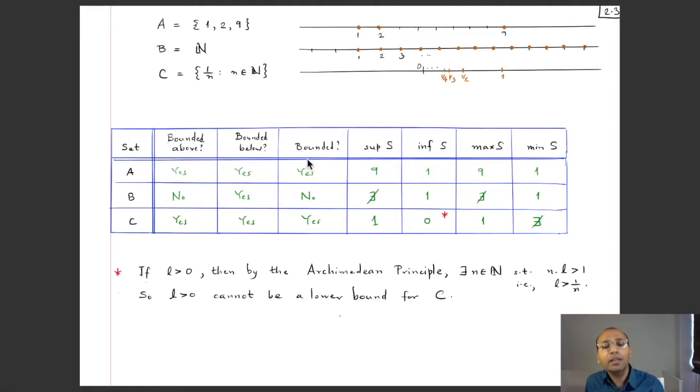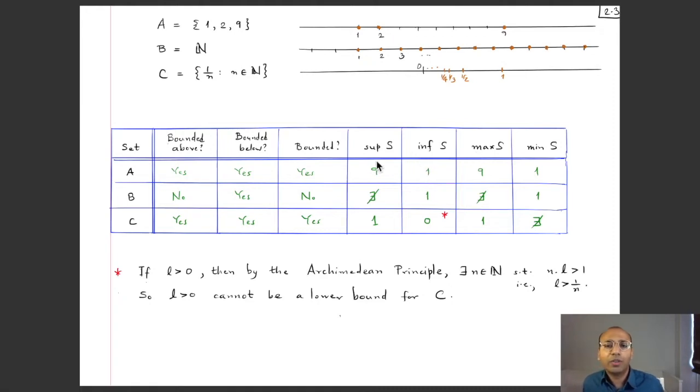Is the set bounded? And the answer is again yes, because it is both bounded above as well as bounded below. Does the supremum of the set exist? Yes, we had seen that last time, 9 is the least upper bound. Similarly, does the infimum of the set exist? That's also true. It is equal to 1. We had seen that last time.